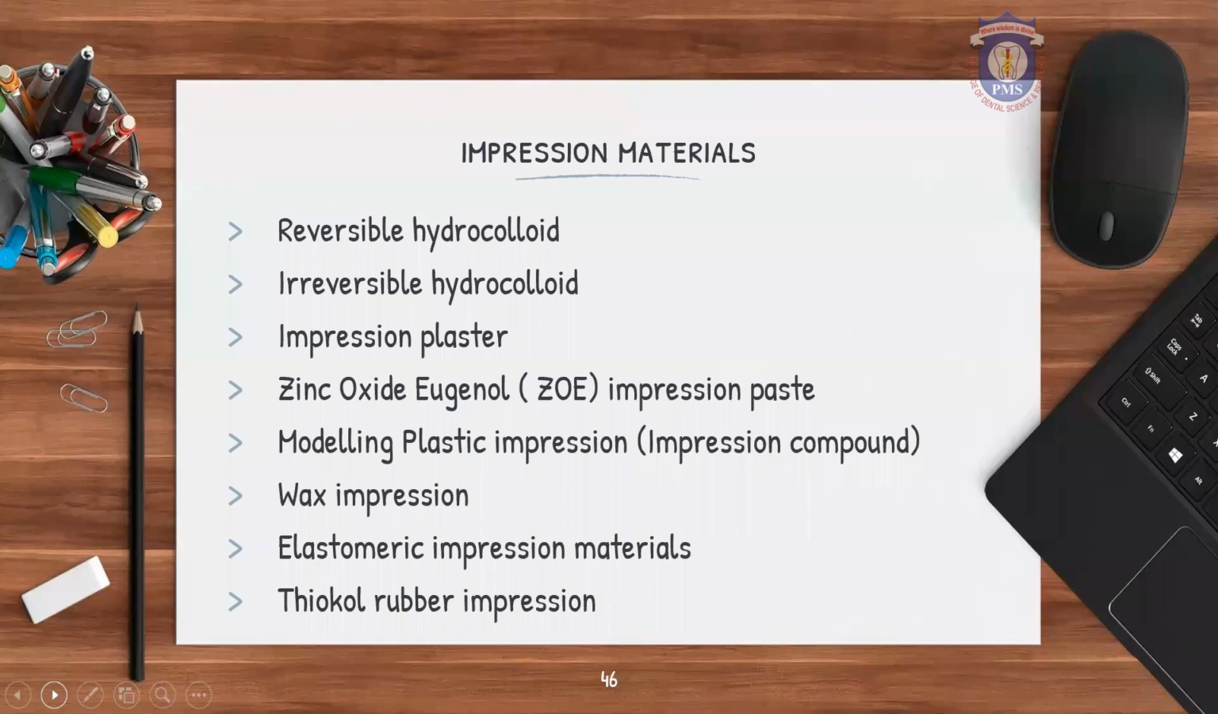The last one is based on the impression materials. Impressions can be classified based on the impression materials. The materials used here are reversible hydrocolloids, irreversible hydrocolloids, impression plaster, zinc oxide eugenol impression paste, modeling plastic impression, that is impression compound, wax impressions, elastomeric impression materials, thiokol rubber impression. So these are the basic impression materials used. So impressions can also be classified according to the impression materials used.